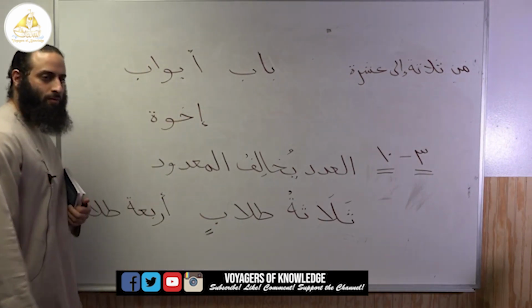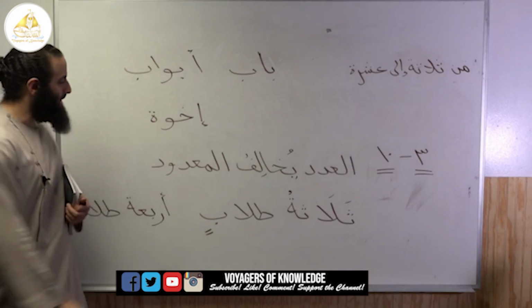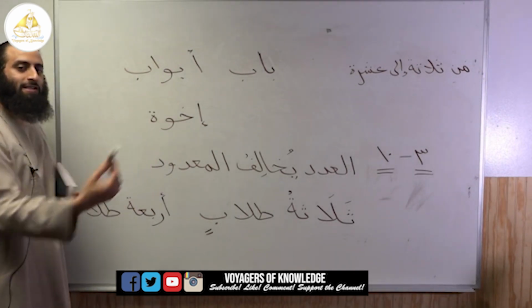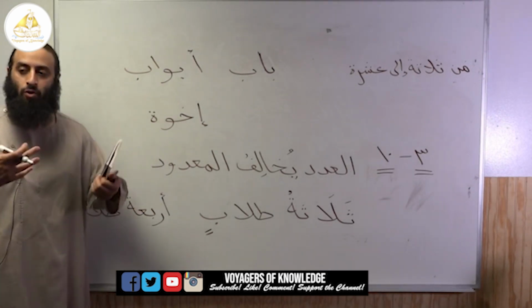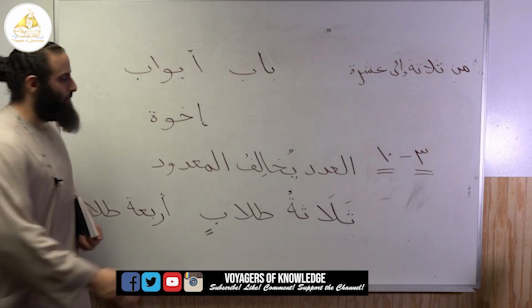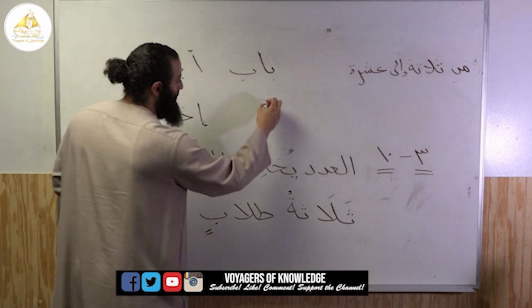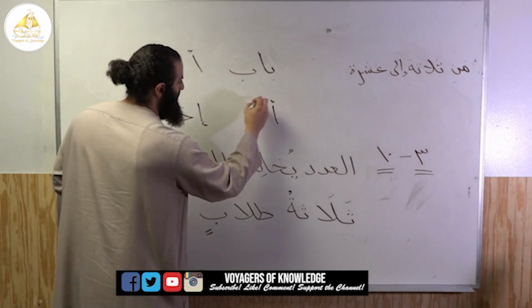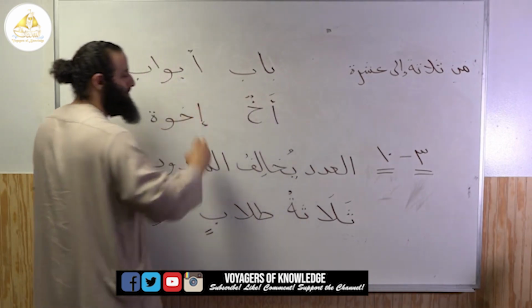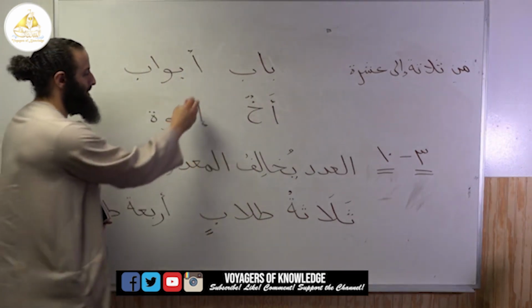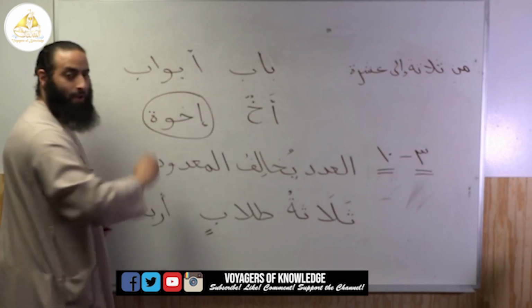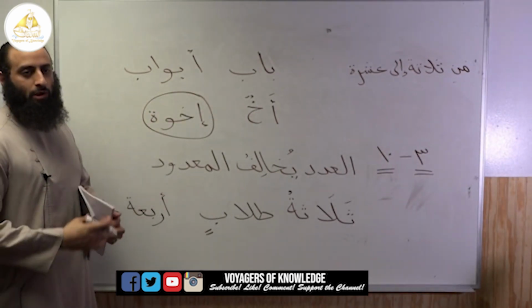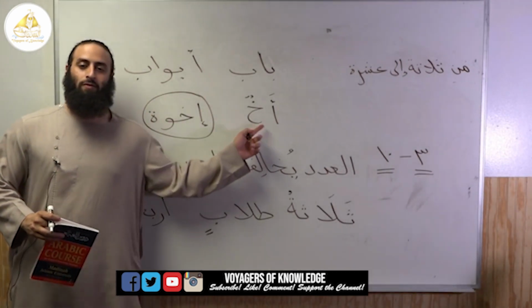Ikhwatun. Right? That ends with a ta that usually signifies something is mu'annath. But we know ikhwa is the jam' of what word? Akhun. So to determine if this word is masculine or feminine, we look at the singular version of it.